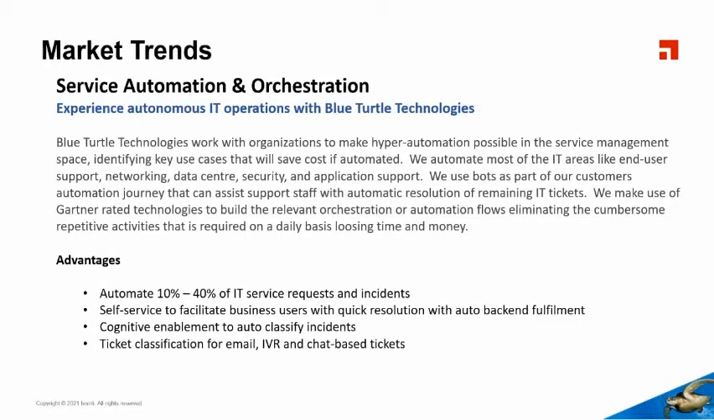Automate the delivery of low-level services. The benefits include between 10 and 40% resolution of service requests and incidents, self-service to facilitate business users with quick resolution with auto back-end fulfillment, cognitive capabilities to auto-classify, auto-route incidents, and auto-classification of tickets via email and chat. So these are some of the benefits that we'll be able to realize with regards to service automation and orchestration.